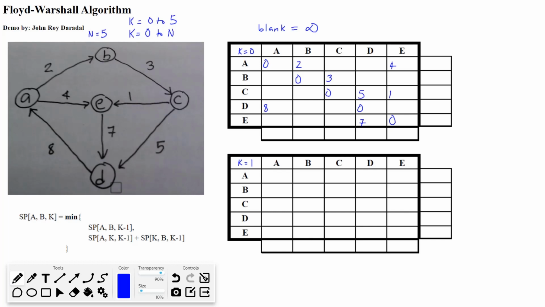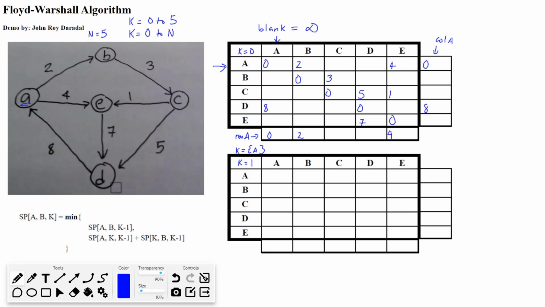So for k is equal to 1, this just means that you can use the nodes from A to A. So it's just A as the intermediate node, so it's only this one, right? So what we'll do is we'll look at the previous table, so that's k is equal to 0. We'll look at the row for A and the column for A. So we'll put the column for A here and the row for A here. So we'll just copy that. So this is 0 to 4, and then this is 0 here and 8 here.